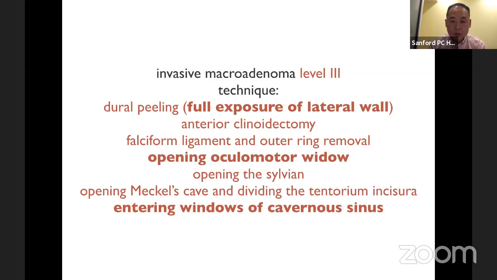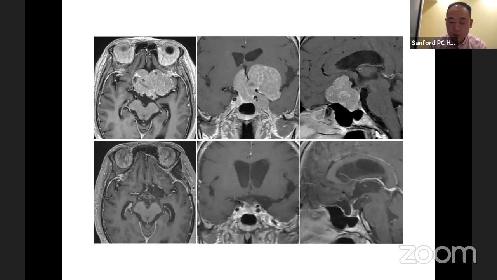So you are using similar techniques: dural peeling, anterior clinoidectomy, and removing the periclinoid outer ring to release the optic nerve and the carotids, and to open the oculomotor window to release the oculomotor nerve. Sometimes you have to open the Sylvian fissure, open Meckel's cave and divide the tentorium, because sometimes the macroadenoma will extend below the uncus and parahippocampal gyrus. Then you enter the different windows between the nerves, like this case or this case.